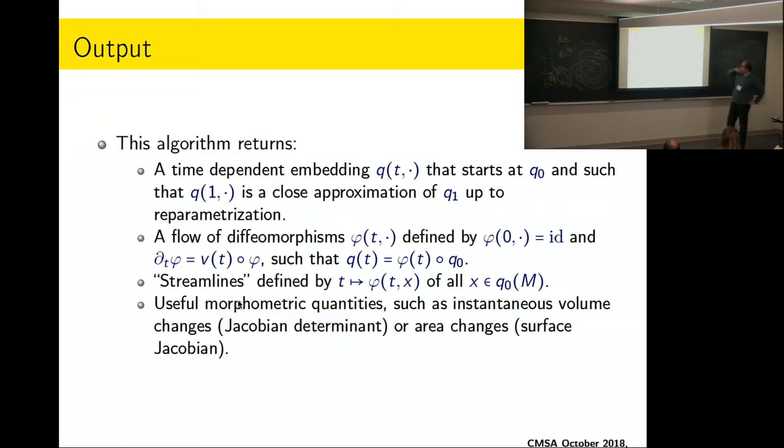What we want to keep from it is that, because we have this time evolution, it returns a time-dependent embedding, which means a time-dependent surface between the initial and the final one. It also returns a time-dependent diffeomorphism, and actually the method that I described earlier implemented a version of LDDMM to get the diffeomorphisms. It returns a streamline, and it also returns things that can be computed on the fly, like morphometric quantities, Jacobian determinants, so changes of area, changes of volume.